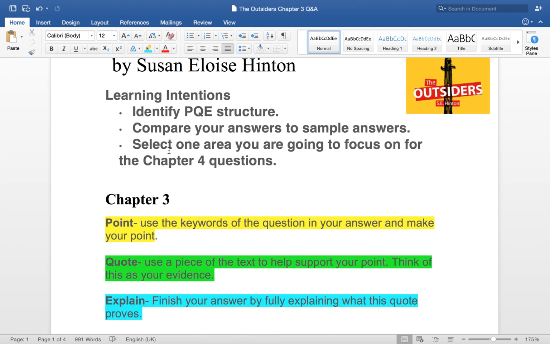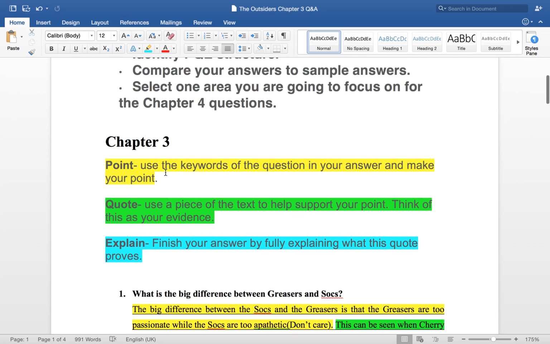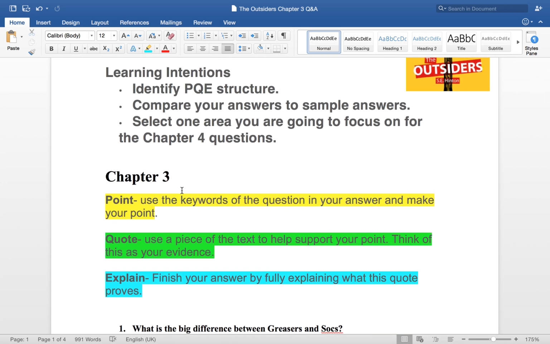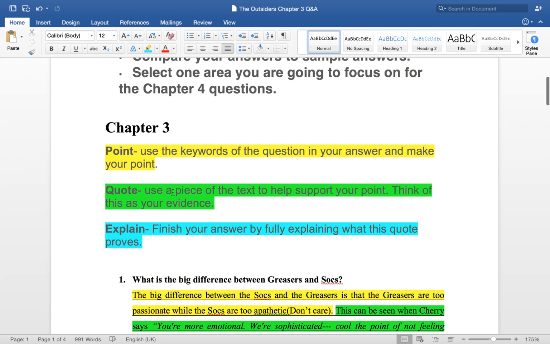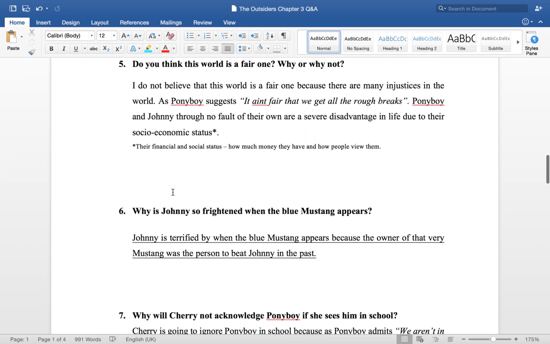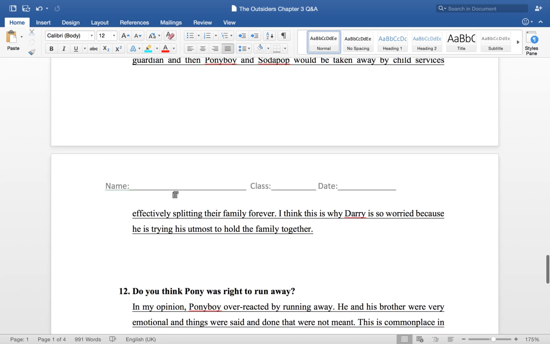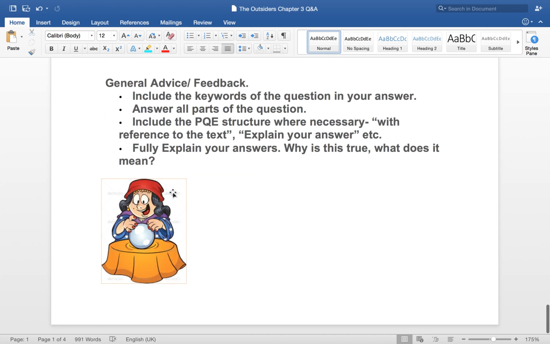Next up, you're going to select one area you're going to focus on for the chapter 4 questions. So I don't want you to think about too many different things, just focus on one aspect of the general feedback I'm going to give and use that as your focus. That's what I'm really going to focus on for chapter 4 for our next questions. Okay, so without further ado, we'll get into the lesson, and I'm going to go through some general feedback first. So I had a look at some of your answers, and I'll just go through some general advice.